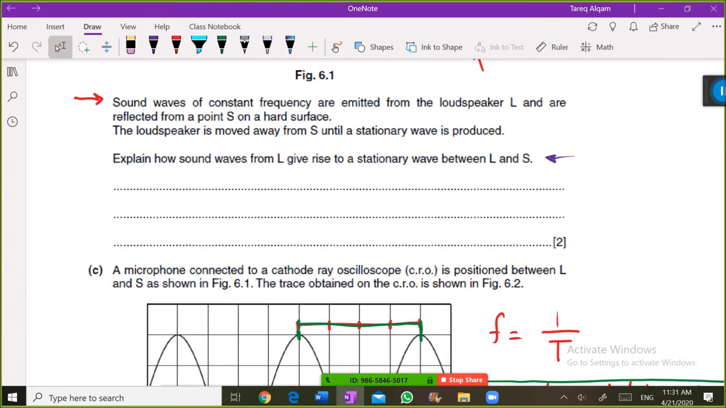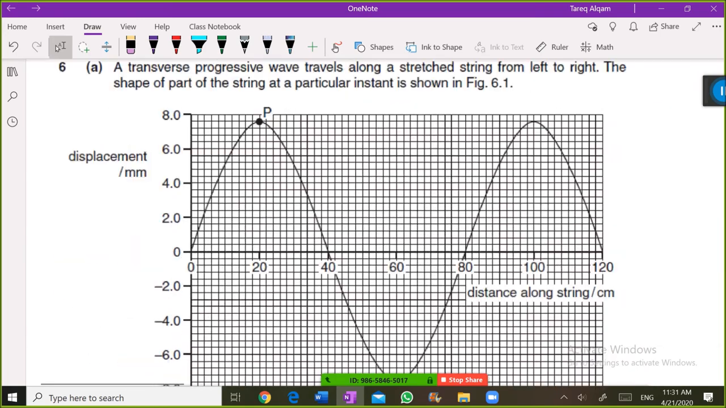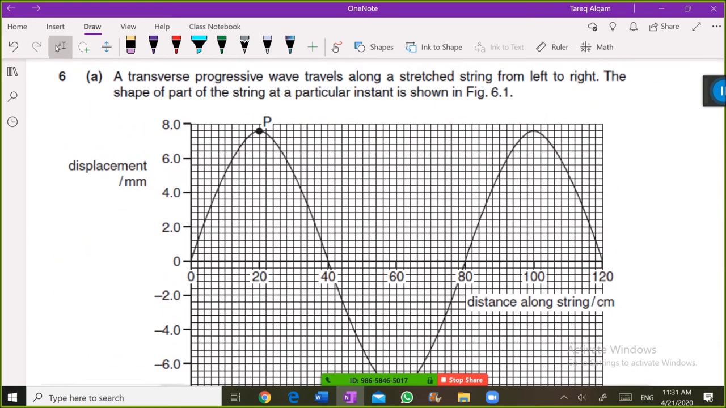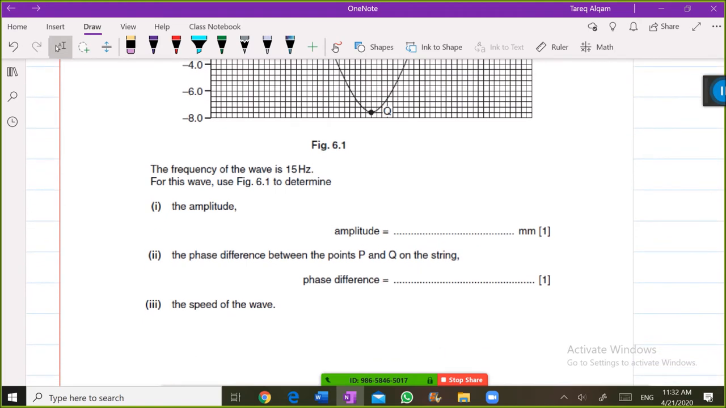Right, to measure the speed of sound. This is an important question. We did the first part of this question before, by the way. The progress of waves traveling along a stretched string from left to right. The shape of part of the string at a particular instant is shown in figure 6.1. We are asked to find the amplitude.